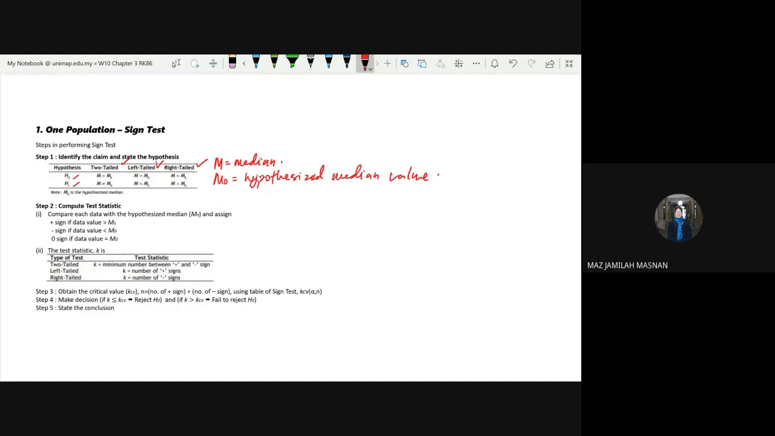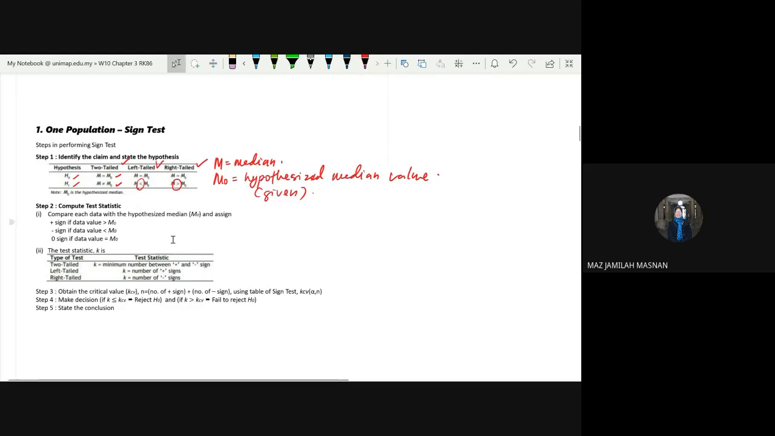Okay, so this will be given that you need to test in your example of questions. For two-tail tests, as usual, you will have equal to for the null and not equal to for the alternative. For a left-tail test, you have this symbol for the alternative, and for a right-tail test, you have this for your alternative.